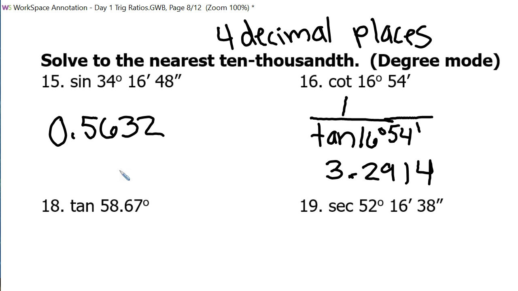Do we have an answer for number 18? 1.6428. I agree, 1.6428.